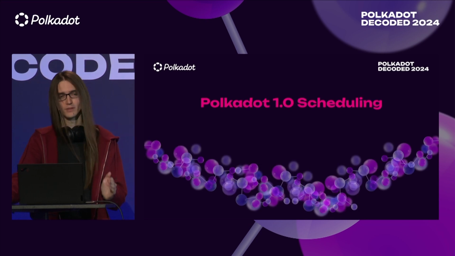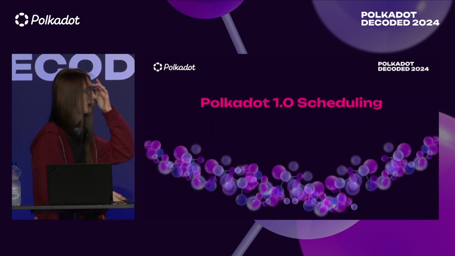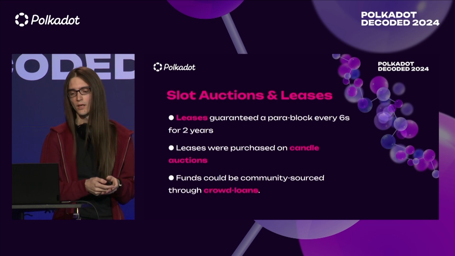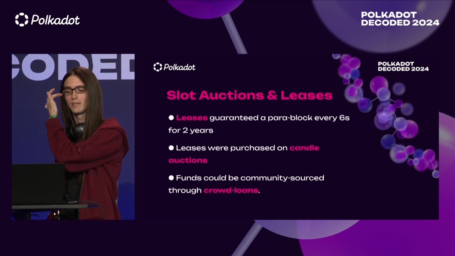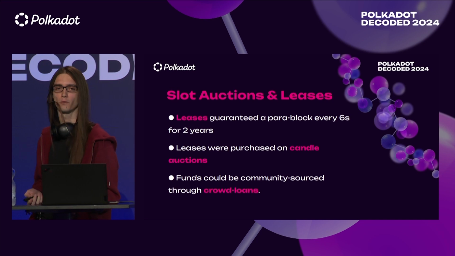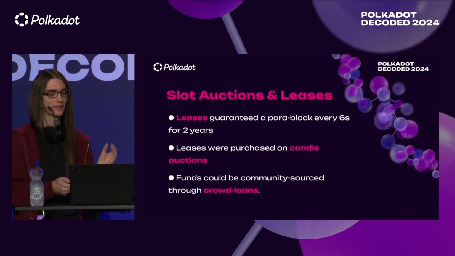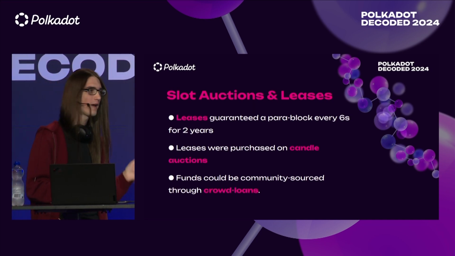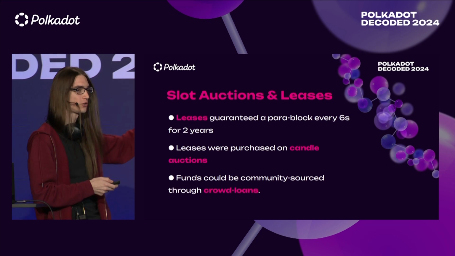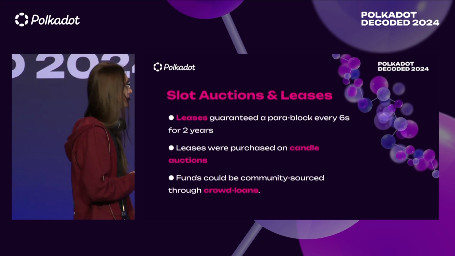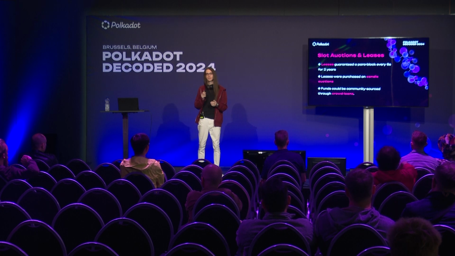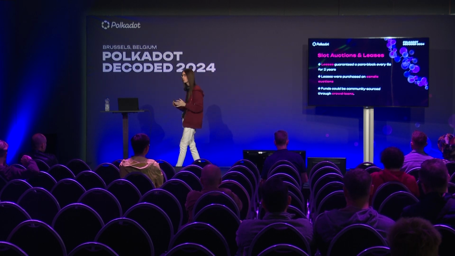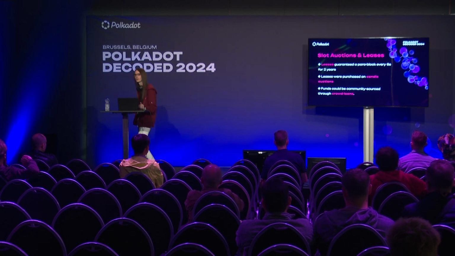So how was the scheduling actually handled and done in Polkadot 1.0? So 1.0 scheduling was centered around the concept of leases. Leases were a mapping of individual cores to a specific task, one-to-one, for a very, very long time, generally 2 years. And leases were purchased on candle auctions, but the thing is, they were really expensive, at least upfront. You had to prepare a huge amount of funds very quickly.